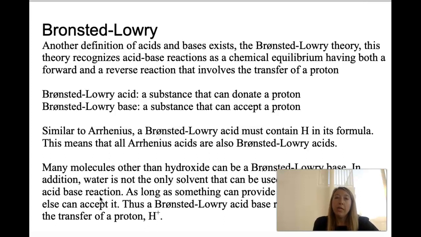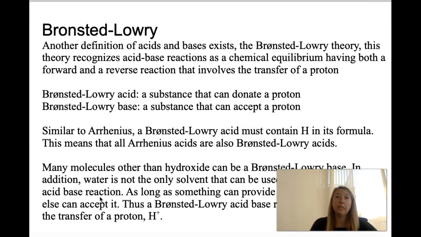So when we are looking at this particular definition, a Bronsted-Lowry acid is a substance that can donate a proton. So your acid doesn't really change. You're still looking for what has the H's. That's still going to be your acid. It's your base that really changes, right? Because we're used to bases either having hydroxide or making hydroxide. In the Bronsted-Lowry definition, it really has nothing to do with hydroxide.